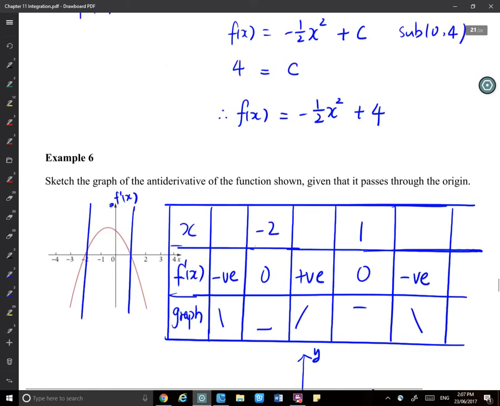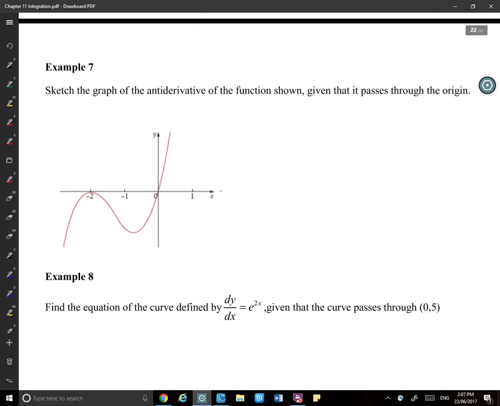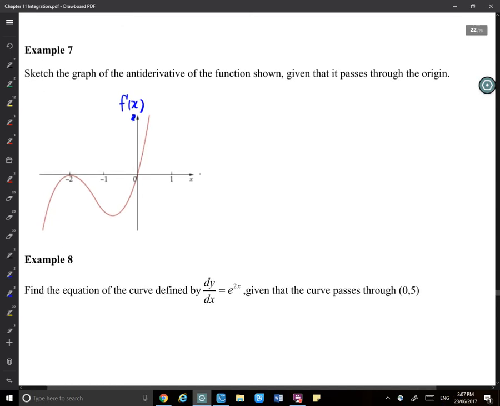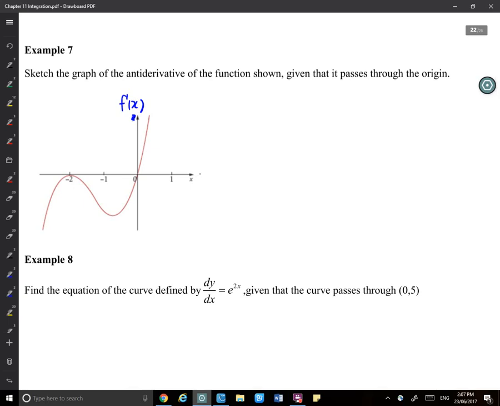Okay, I'll do one last example with you. Last one. This is the f dash x graph. Sketch the graph of the antiderivative of the function shown, given that it passes through the origin again. So how many points can you see that give you f dash x equals 0? 2. -2 and 0 give you f dash x is 0.